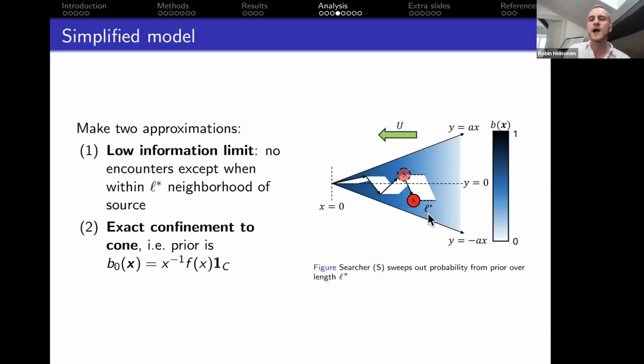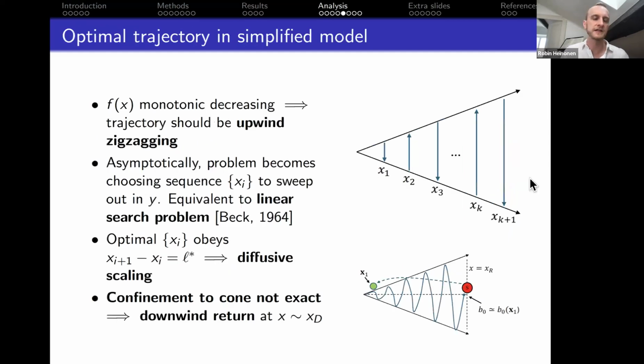And so as the agent moves around, it's going to have its prior, and it's just going to sweep out probability mass from its prior as it moves, basically until it finds the source.